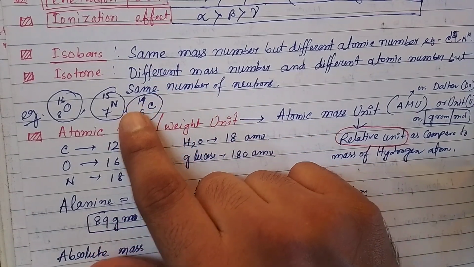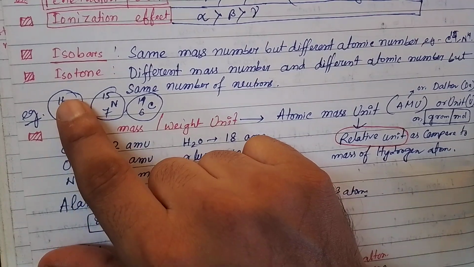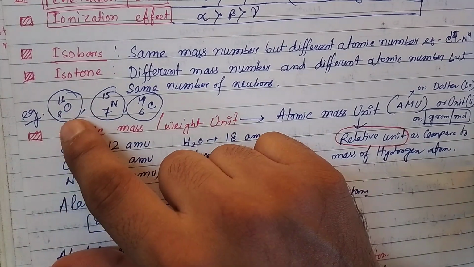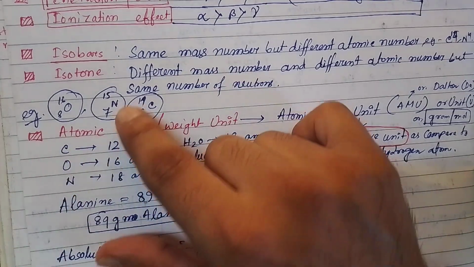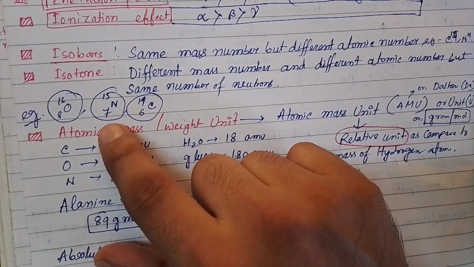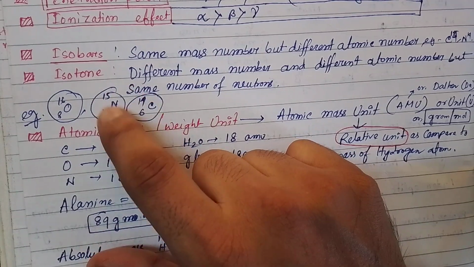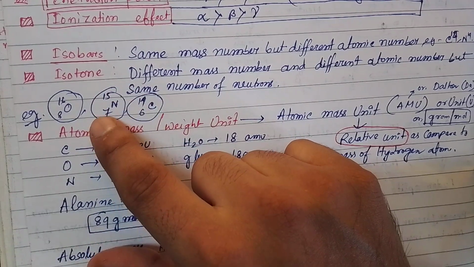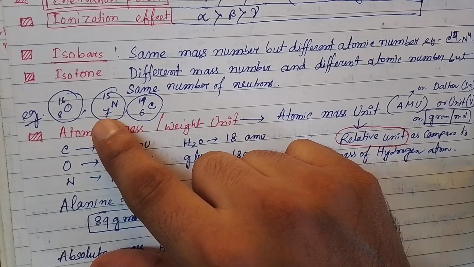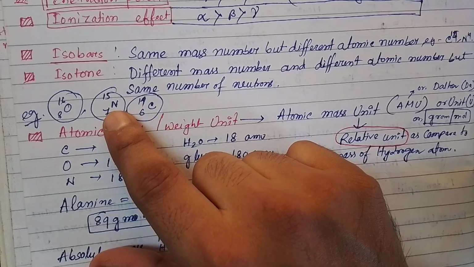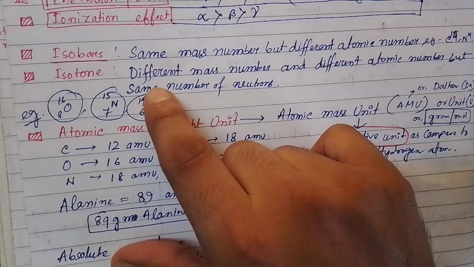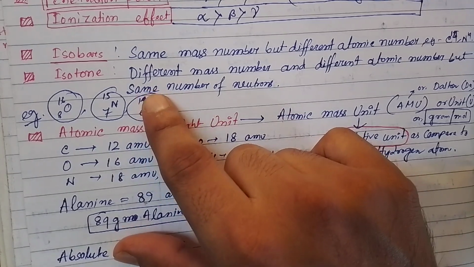So how is it possible? In oxygen-16 (8O16) you can find the neutron number is 8, and in nitrogen-15 (7N15) it is also 15 minus 7, which equals 8. So it also has 8 neutrons, and along with that, C-14 also has the same number of neutrons.